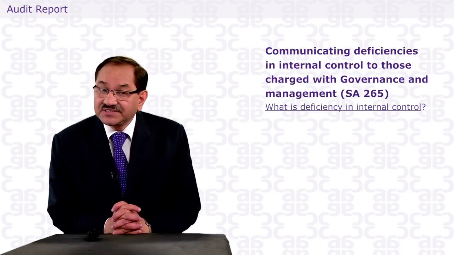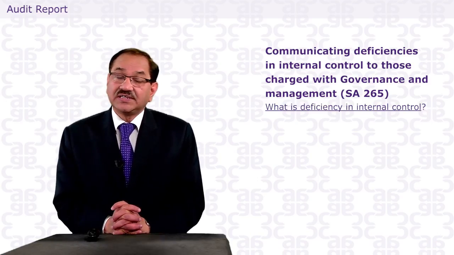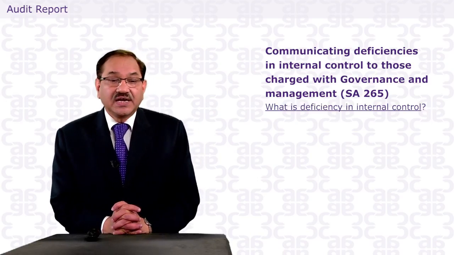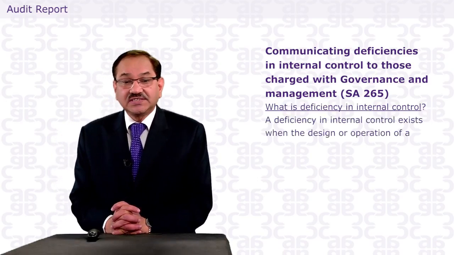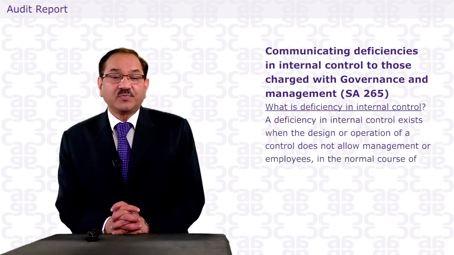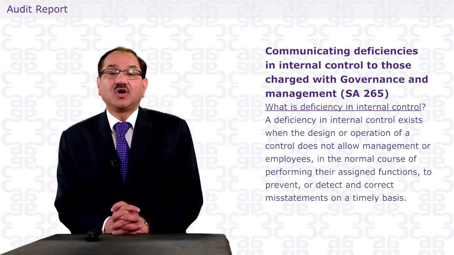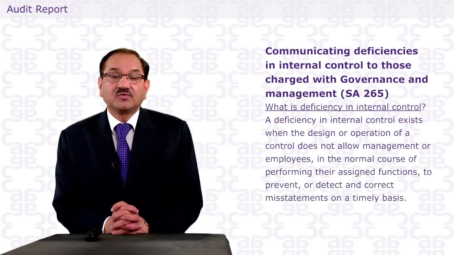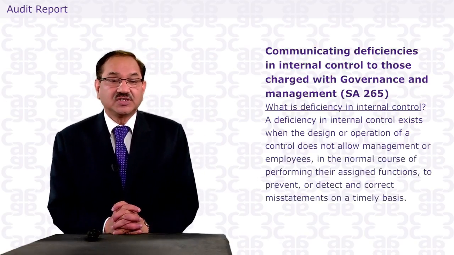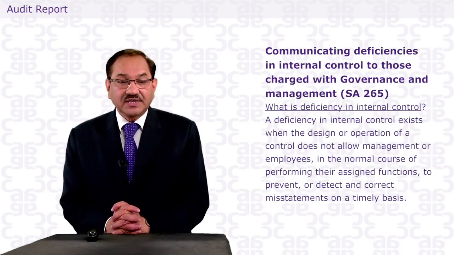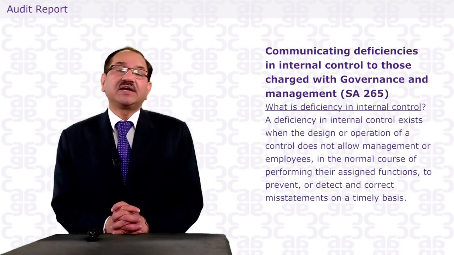And what is a deficiency in internal control? And what is a significant deficiency? A deficiency in internal control exists when the design or operation of a control does not allow management or employees, in the normal course of performing their assigned functions, to prevent, detect and correct misstatements on a timely basis.